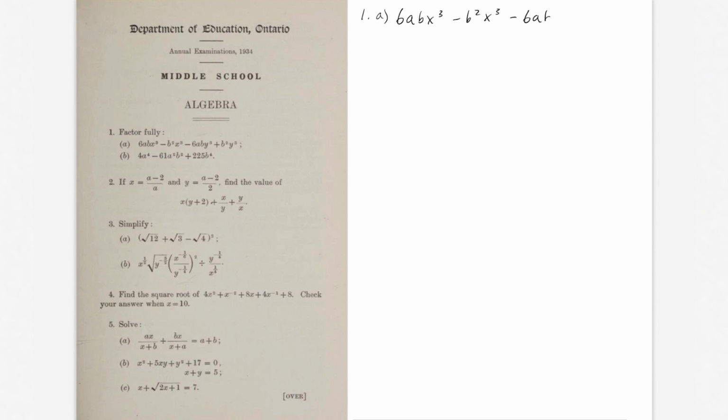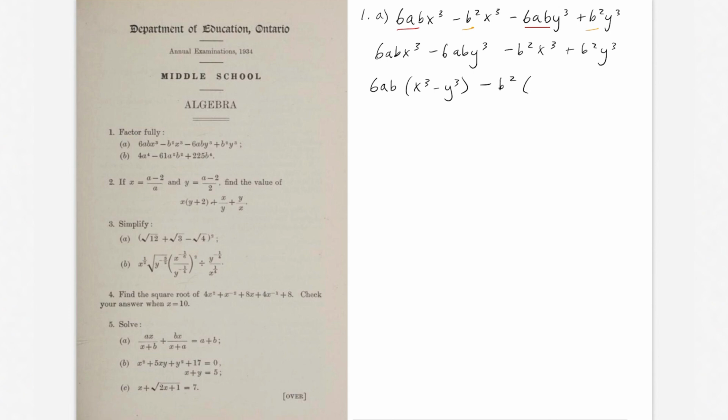Looking at question 1a, we have this polynomial. Right away I thought I need to collect some like terms, so I rearranged the equation a little bit. Looking at the first two terms, I realized I could factor out 6ab. Looking at the last two terms, I realized I could factor out b squared. And that left me with this equation.